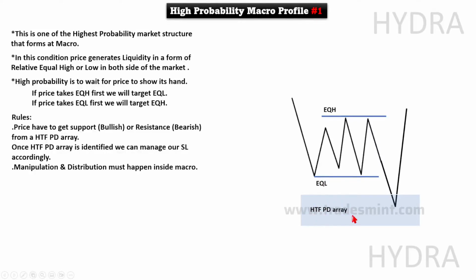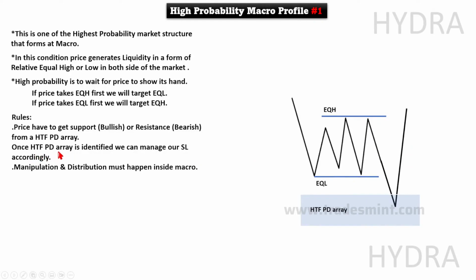This higher time frame PDA can be anything. It can be a fair value gap, it can be an order block, it can be a volume imbalance. We just need to see a PDA that is below where price is providing liquidity first. If price was delivering liquidity towards relative equal high first, we would have looked for a higher time frame PDA up here. But what happened here? Price cleared out a relative equal low first, right? So we'll be looking for a higher time frame PDA down here in the discount range, because we are looking for a bullish scenario.